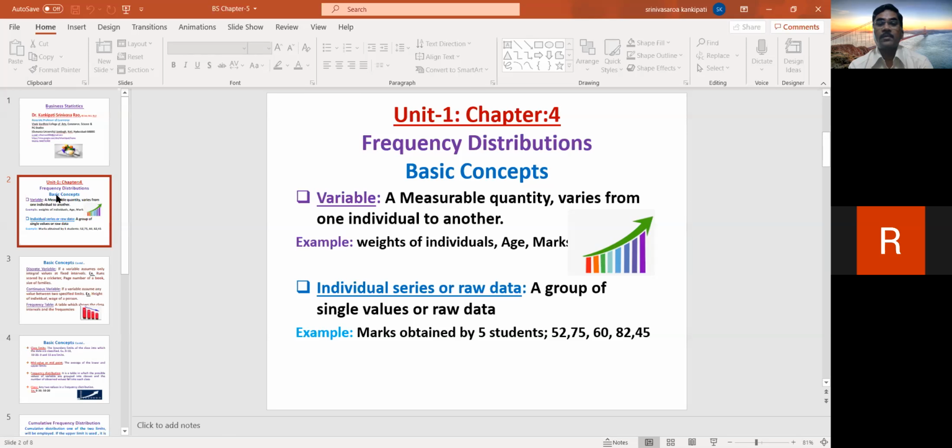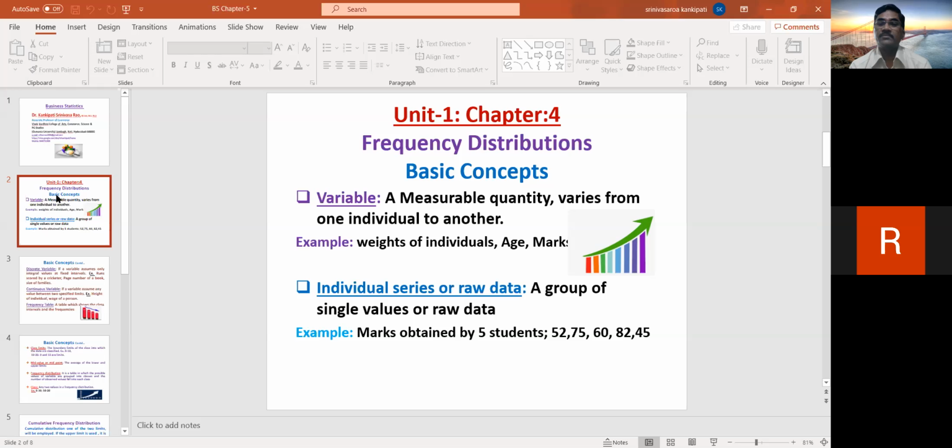A variable is a measurable quantity which varies from one individual to another individual. For example, if a frequency distribution table is given to you, the quantity of the variable will not be the same from one individual to another. It varies. You can understand better if I explain with an example.